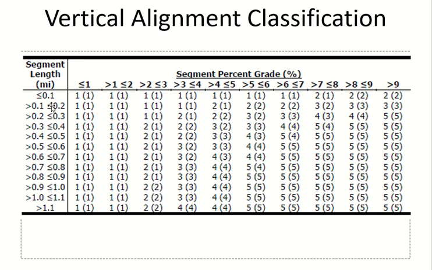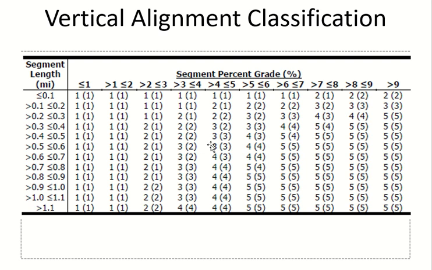How do I know the terrain type? From this table. This table gives you the terrain type: 1, 2, 3, 4, 5. This is a terrain type, which is given in the table. What is this? The gradient. What is this? The length of the segment. So look at the gradient here, look at the length here, and decide the terrain class, the terrain type.